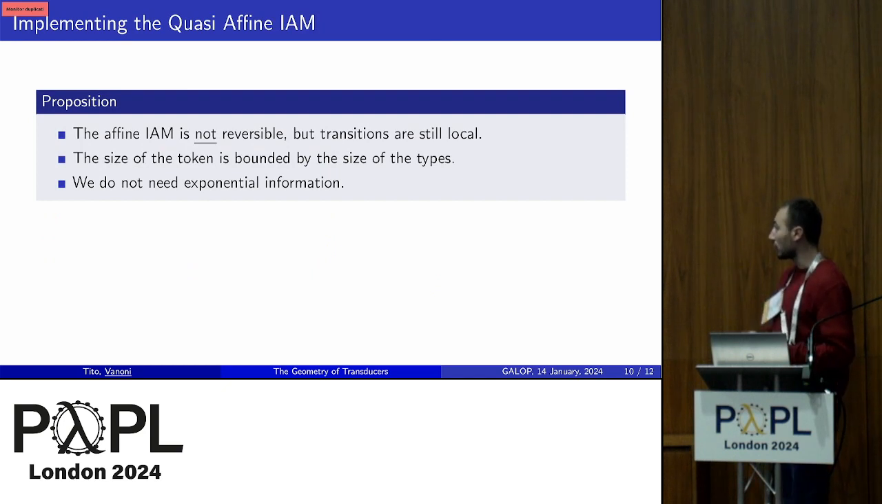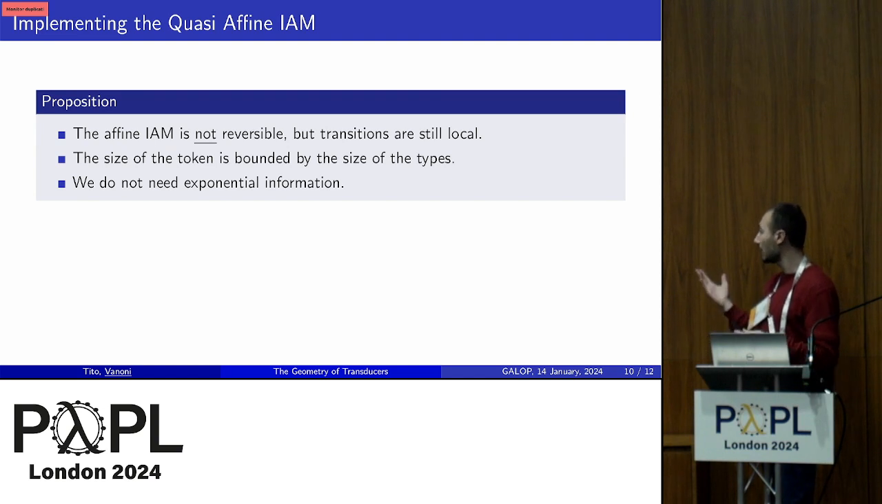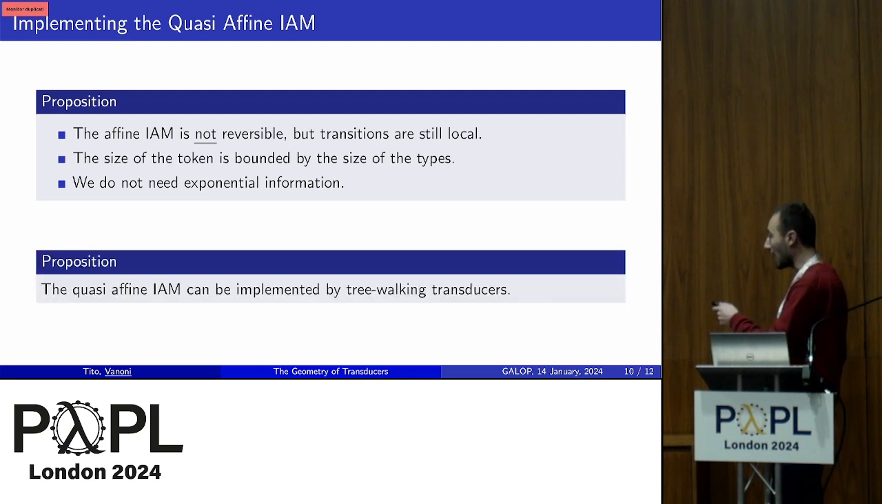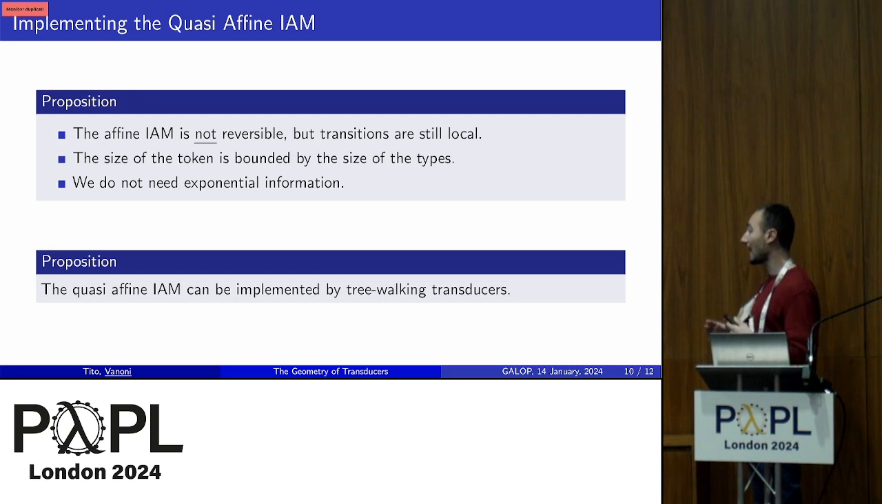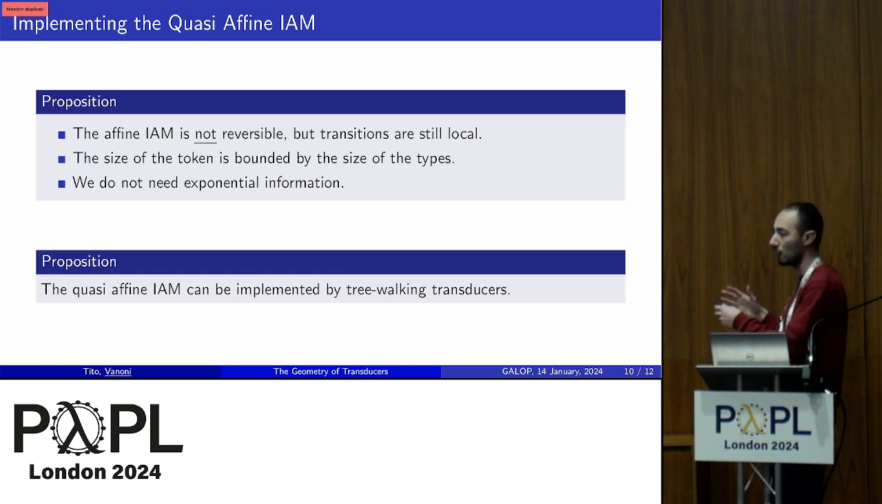It is not reversible anymore, but it's still local. The size of the token is still bounded by the size of the types, and we do not need any exponential information. And so the quasi-affine interaction abstract machine can be implemented by tree walking transducers. So the same class as before, but of course we have dropped the reversible property.